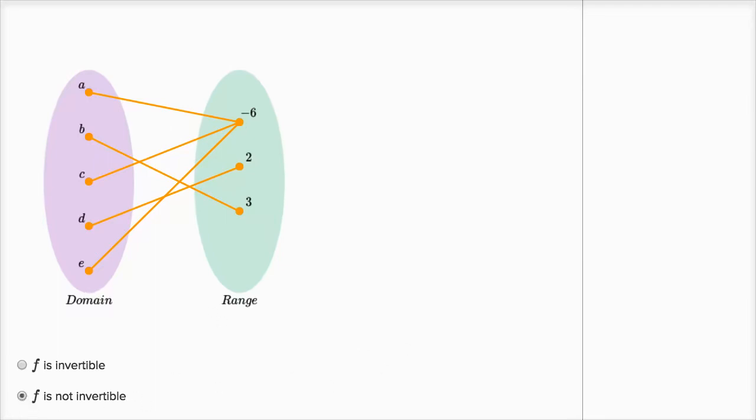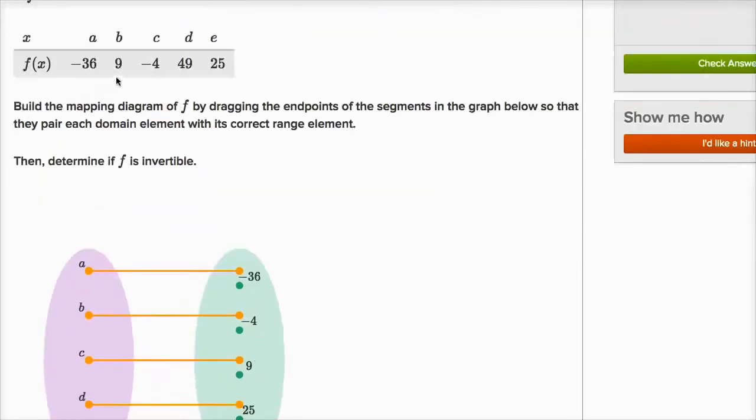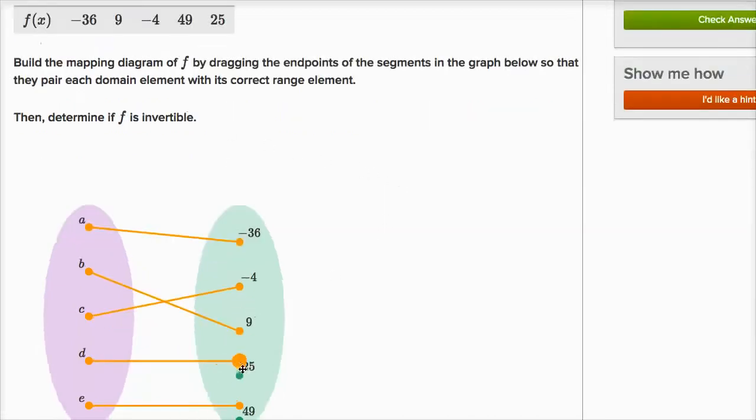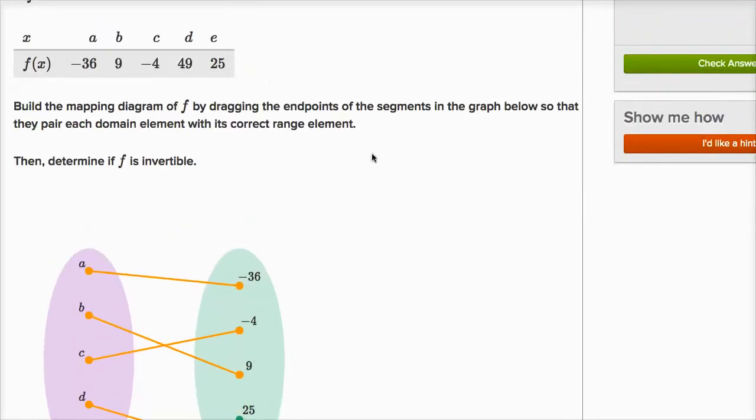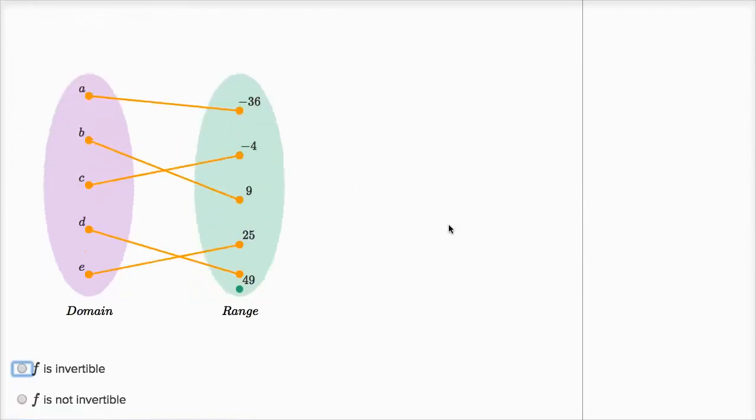Let's do another example. This is the same drill. We have our members of our domain, members of our range. We can build our mapping diagram. A maps to -36. B maps to 9. C maps to -4. D maps to 49. And then finally, E maps to 25. Now, is this function invertible?